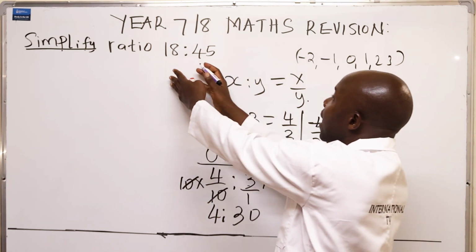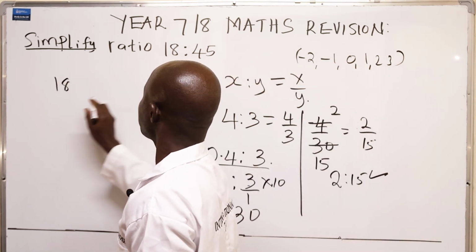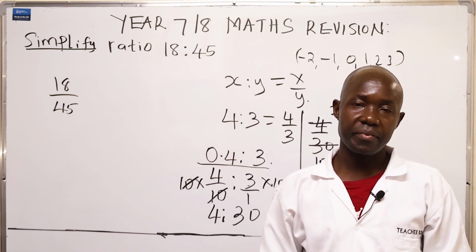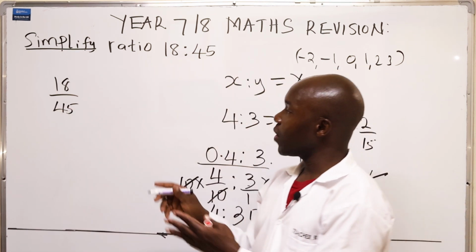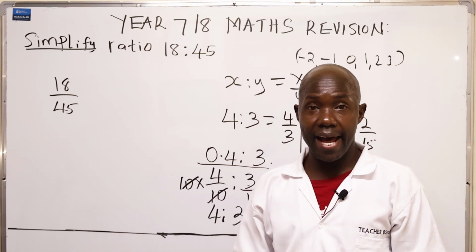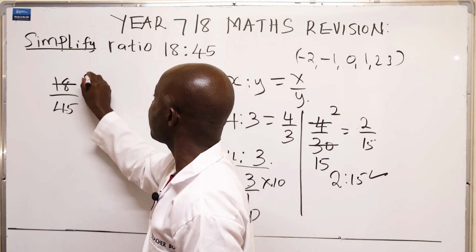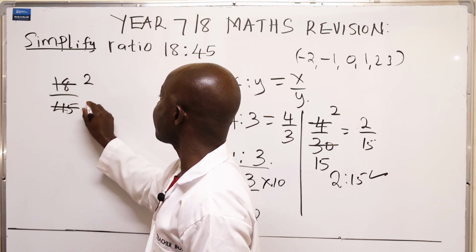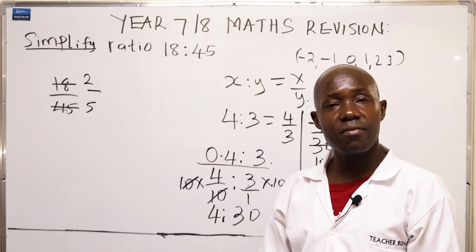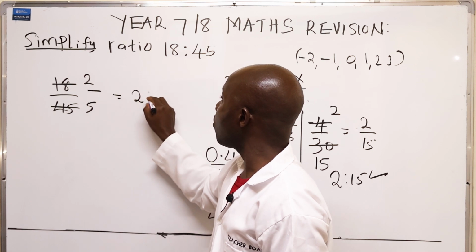So if we get back to what we had, it was 18 ratio 45. It simply means 18 over 45. And remember, when we simplify, we look at a common factor that divides both the numerator and the denominator. So let's try. 9 goes into 18 twice. 9 goes into 45 five times. So the simplified form of 18 over 45 is 2 over 5, which we can rewrite as 2 ratio 5.